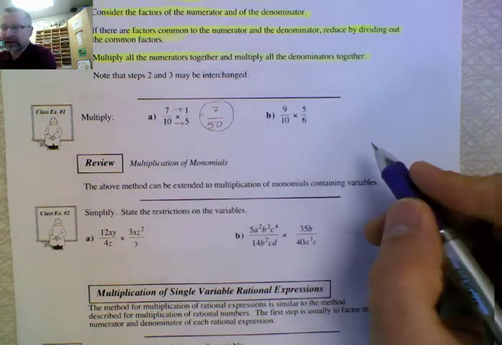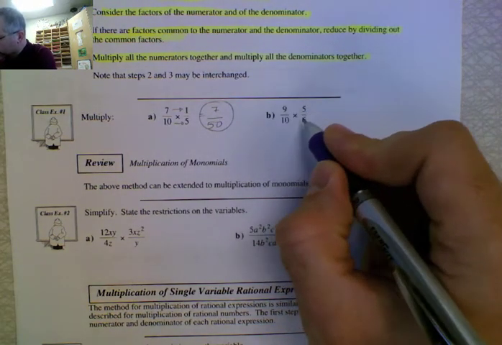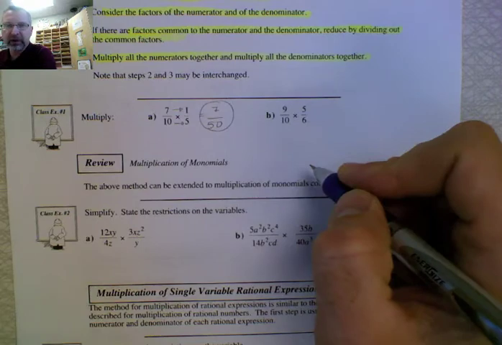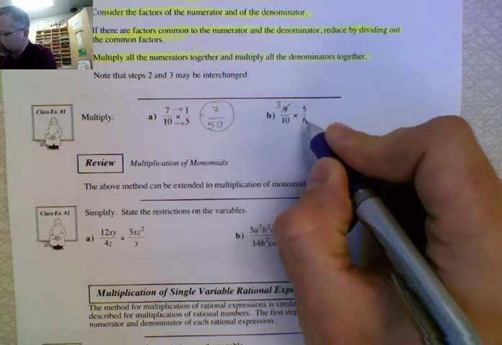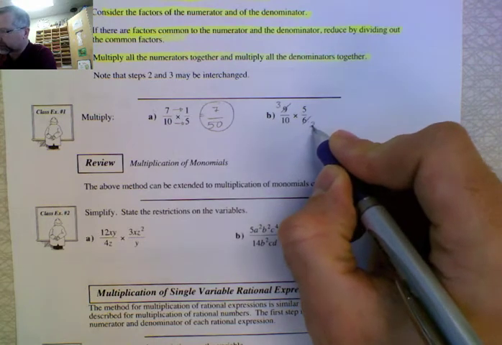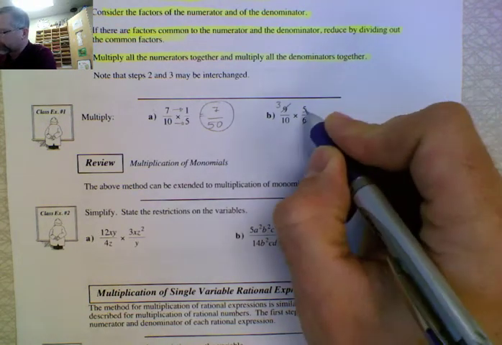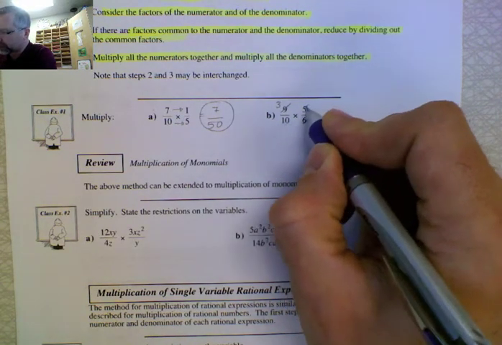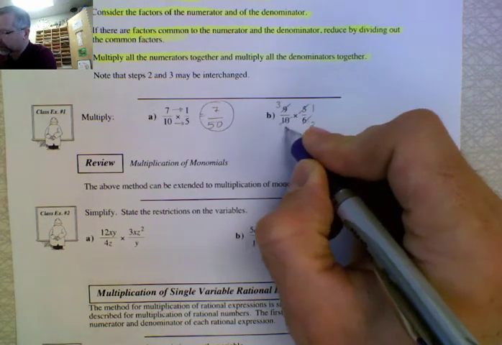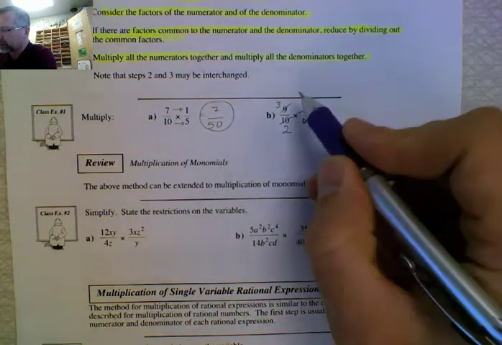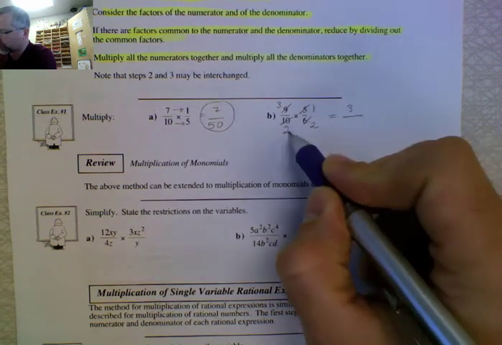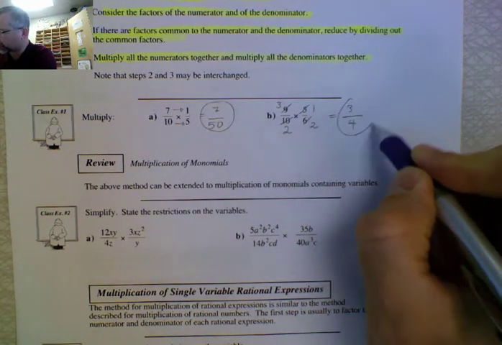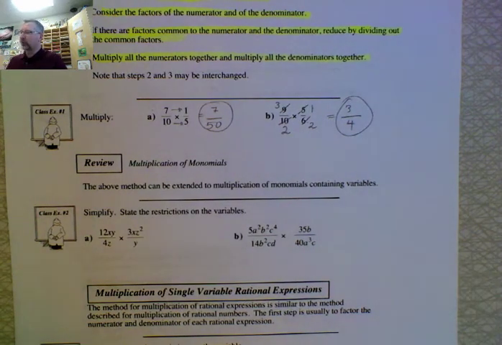If you look at the second example, let's look at the 9 and the 6 first of all. They both divide by 3. So 9 divided by 3 is 3, and 6 divided by 3 is 2. 5 divides into 10. It divides into itself once, and it divides into 10 twice. So we're left with 3 times 1, which is 3 in the numerator, 2 times 2, which is 4 in the denominator, and there we have our final solution.